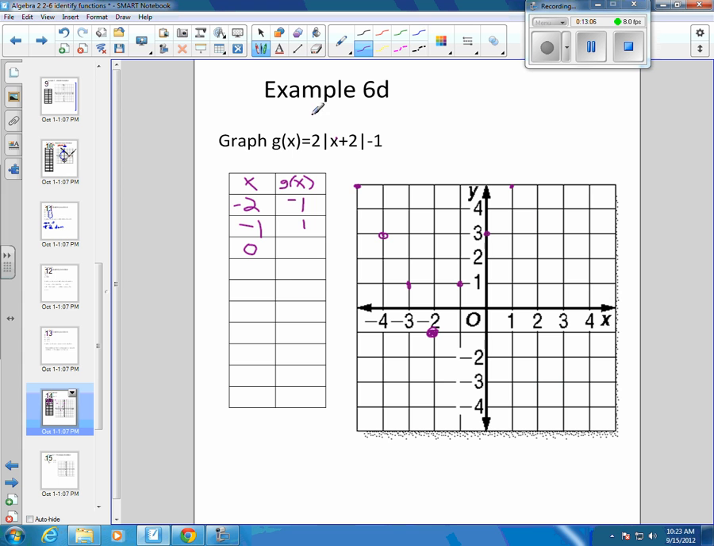Okay. So if I put a 0 right there, 0 plus 2 is 2. 2 times 2 is 4. And 4 minus 1 would be 3. And at 0, am I up at 3? Okay, so that part works, so that's looking pretty good. Let's try the negative 3 and see what that does for us.